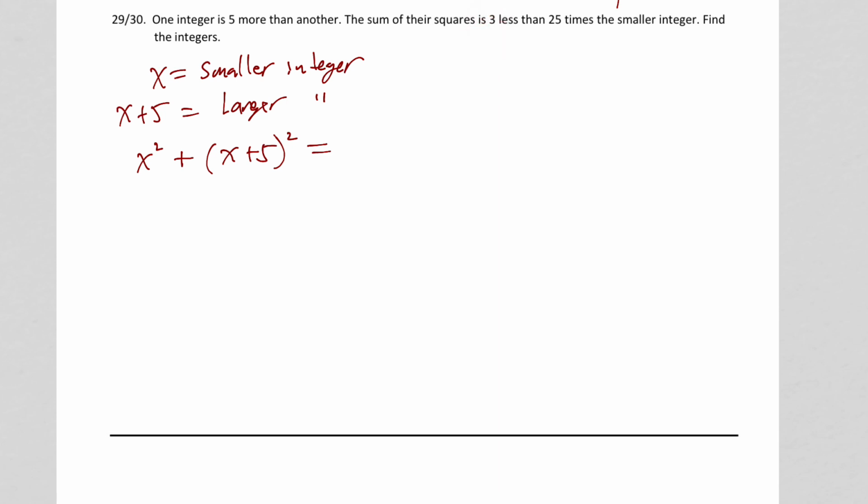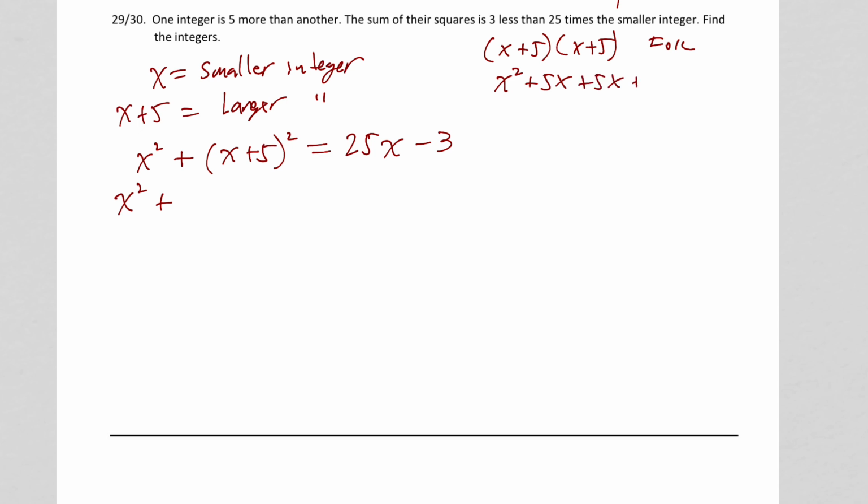3 less than 25 times the smaller. Well, this is the smaller. 25 times that is 25x. And 3 less than that would be like that. So let's do the left-hand side. x squared plus this. If you don't remember how to square a binomial, just FOIL it. Something squared is something times itself. And then FOIL. The first is x squared. The outer is a positive 5x. The inner is another positive 5x, and the last is positive 25. So this is equal to that.